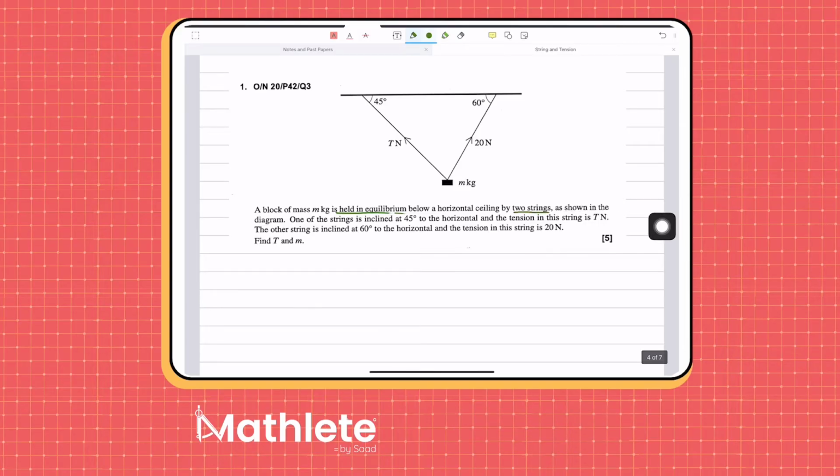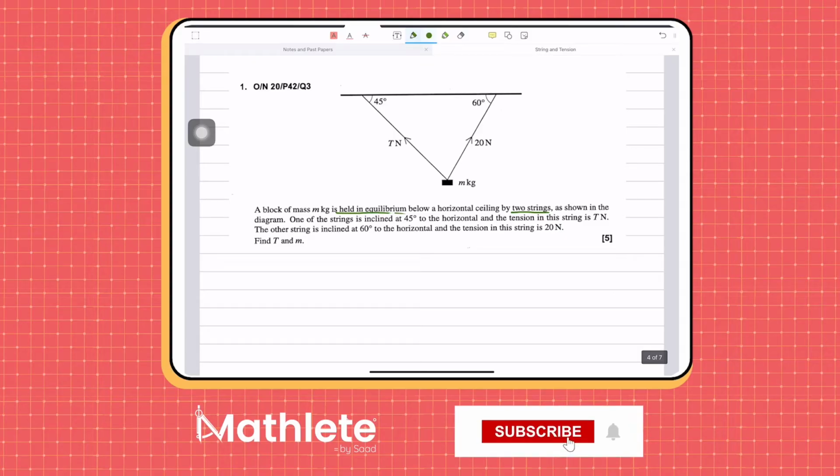So how many strings do we have? We have 2 strings, so the tensions will be different. You can see the tension in one string is T and in the other is 20. One of the strings is inclined at 45 degrees to the horizontal and the tension in this string is T newtons. The other string is inclined at 60 degrees to the horizontal and the tension in this string is 20 newtons. Find T and m.